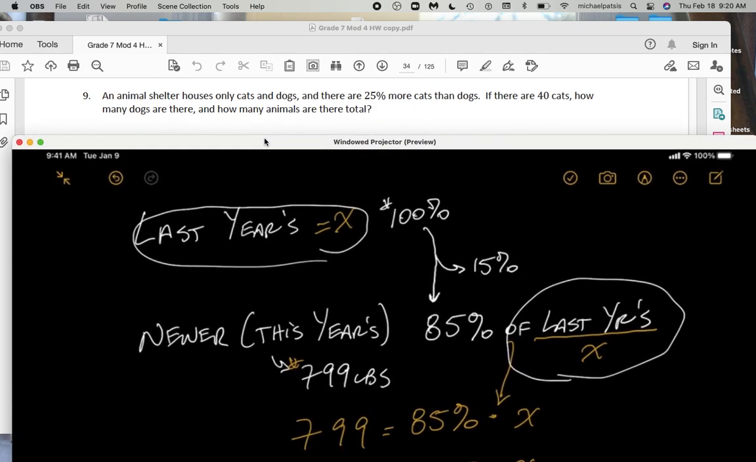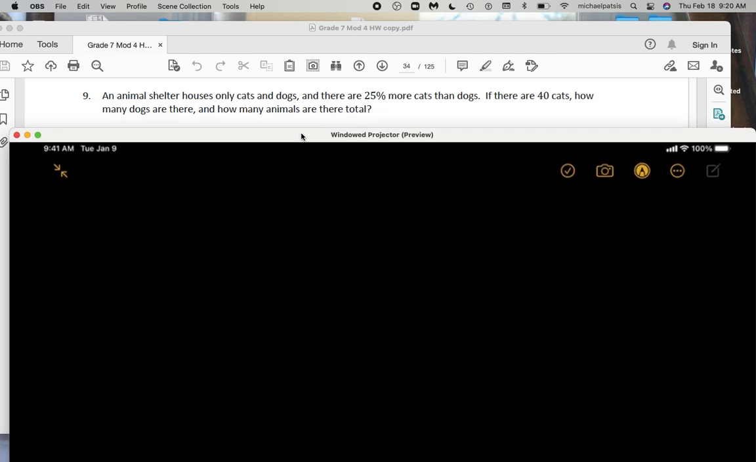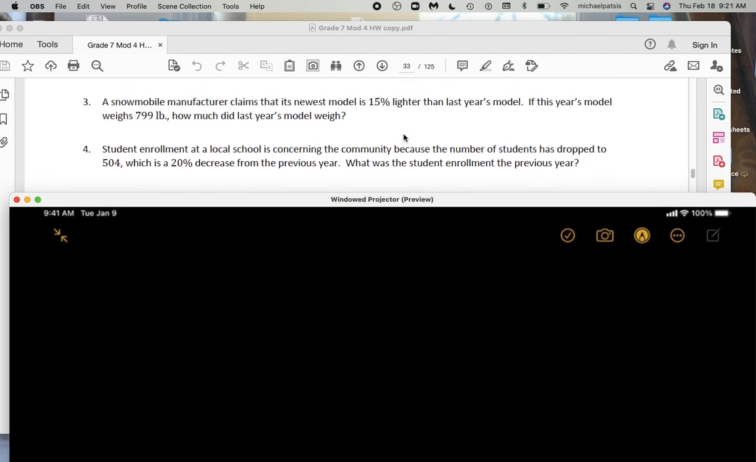Okay, let's go to number 9. Okay, so we have an animal shelter with cats and dogs. There are 25% more cats than dogs. Okay, remember, in problem 3, with "than last year's model," we started with last year's model, we moved to the new model, and we got 15% lighter.